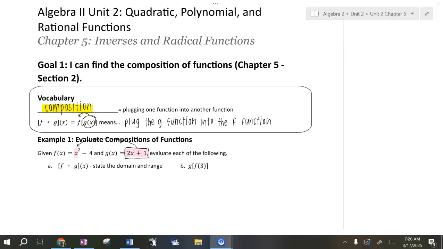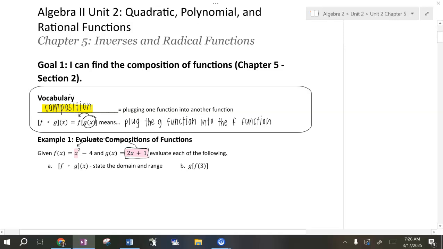And in this chapter, we are going to be focusing on inverses and radical functions. First, we're just going to talk about finding the composition of functions. This is in your book, Chapter 5, Section 2.